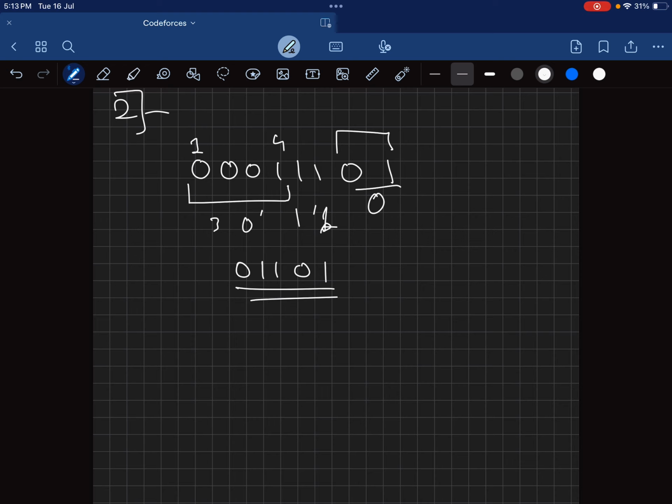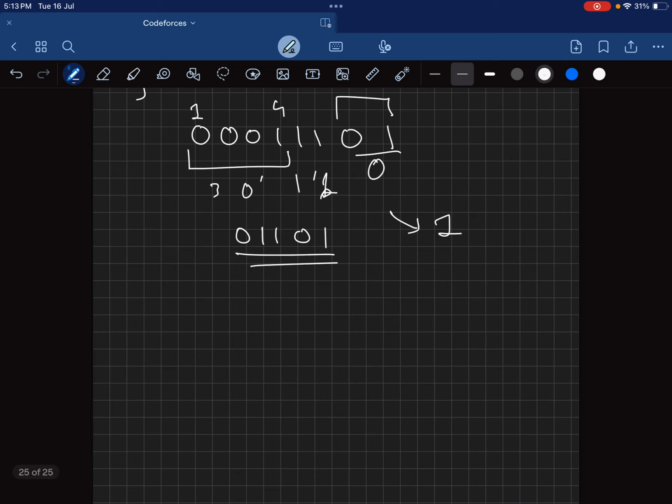So the question is, can we convert this string into a single 1 in the end by performing this operation? The strategy is, since we want 1 in majority, we can take all the long segments of zeros and replace each with a single zero. If we apply this on this string, we'll get something like 0 1 1 1 0 1.